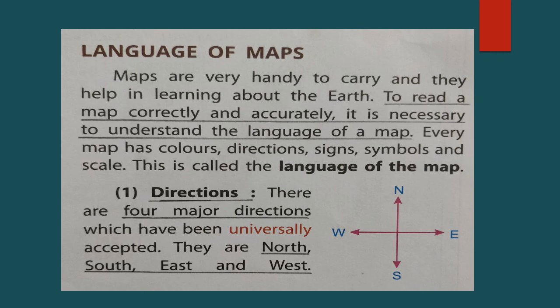Now, the first thing that we are going to learn about is directions. There are four major directions which have been universally accepted all over the world. We use the same directions, and these are north, south, east, and west. Now, as you can see, north is shown at the top part, and the bottom part is south. East is where the sun rises, and west is where the sun sets.